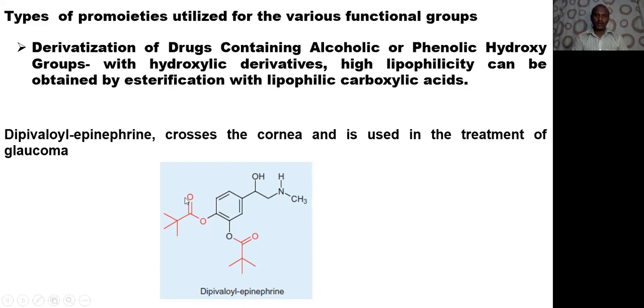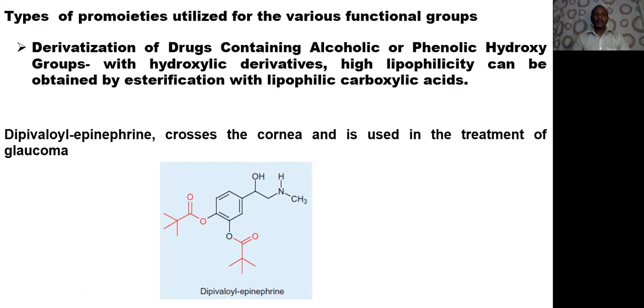Otherwise, instead of these moieties, you will have a hydroxyl group here and a hydroxyl group here. So of these two hydroxyl groups, the hydrogen is replaced by the pro-moiety. Here one hydrogen is replaced with the pro-moiety, and here also one of the hydrogens is replaced with the pro-moiety. As such, if you give only epinephrine, it cannot cross the cornea.